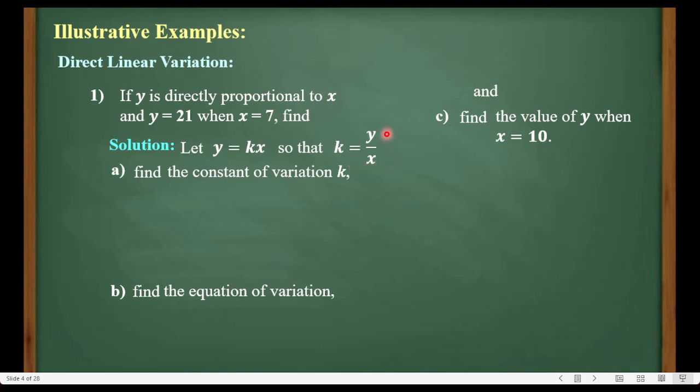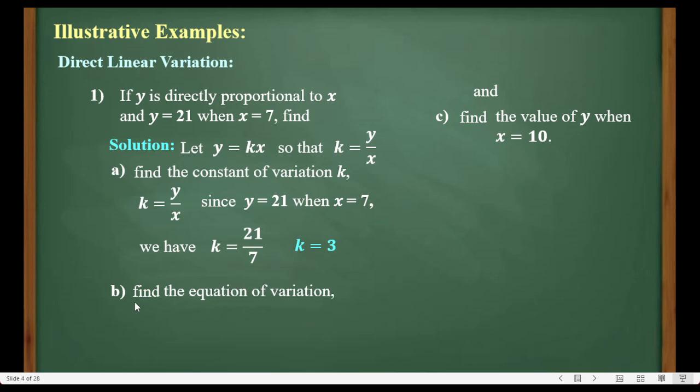Using this resulting equation, which is already solved for k, we can now find its value using the initial values of y and x. So using this equation, k equals y over x, and the initial values of y and x, which are 21 and 7 respectively, we plug in these values to this equation. Thus, the value of k becomes 21 over 7, or that is equal to 3. So this is your answer to letter A.